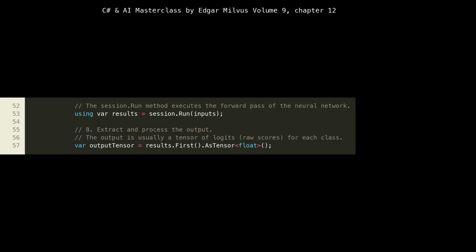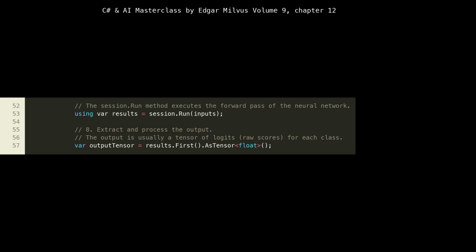At lines 52 to 57, we execute the model inference. session.Run(inputs) is the call that passes our prepared input tensors to the ONNX runtime, which then performs the forward pass through the neural network. The result, results, is an IDisposable object, hence the using statement again at line 53. This reiterates the importance of resource management when dealing with ONNX runtime outputs, which might also hold unmanaged memory.